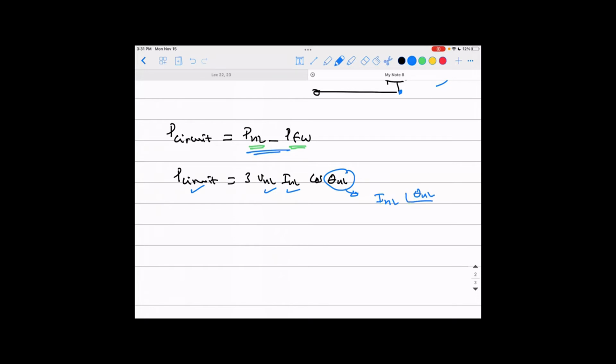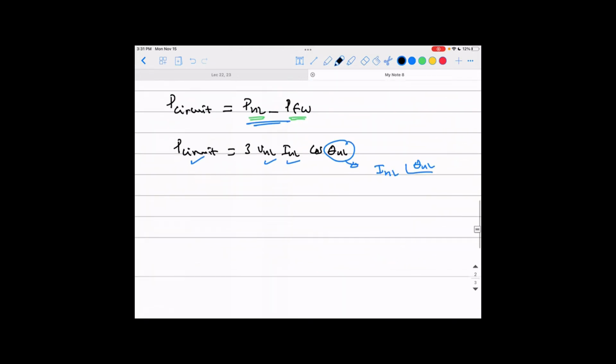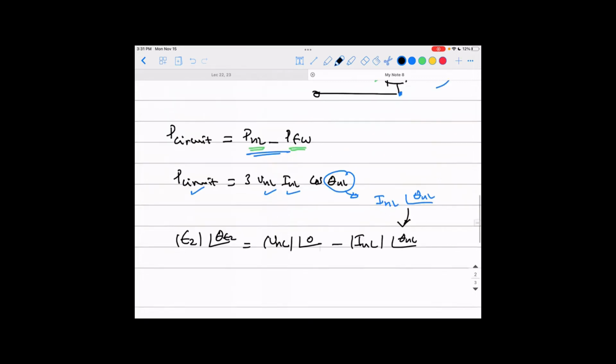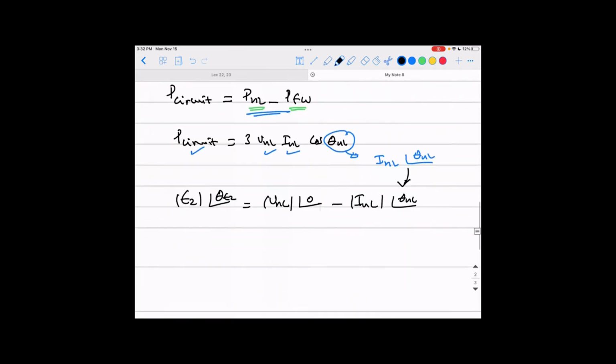We know that, okay? So if you need to find this voltage E2 from the circuit here, it will now be easy. E2 as a magnitude and angle, call it theta E2, will equal the V no load as a magnitude and angle, and the angle of the voltage we always make our reference, which is 0. So that's V no load, magnitude and angle, minus the current, I no load as a magnitude and angle, which is theta no load, we just found it from here, multiplied by R1 plus JX1.